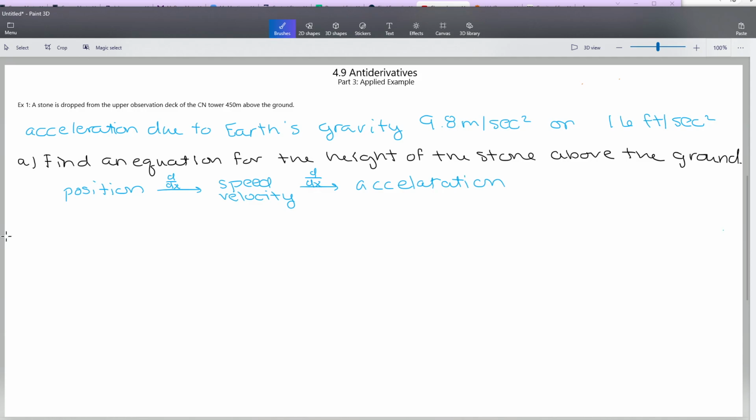So what we're going to use here is that we know the acceleration because it's only due to gravity, and we are going to take the antiderivative to find the position. So we are going to start with what we know, which is that the second derivative is going to be the acceleration due to gravity, 9.8. Now when we talk about the acceleration, it's going down, so we put a negative sign to show that it's going down.